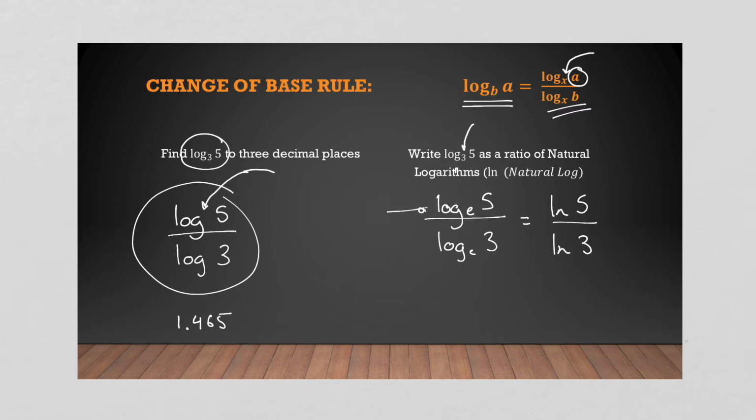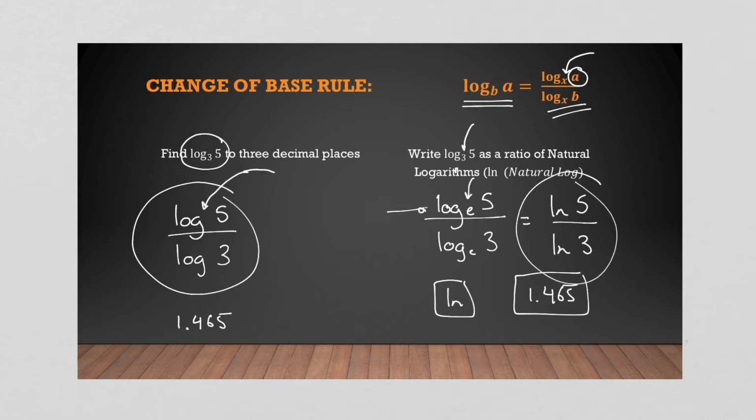And you can use this on your calculator as well because you do also have a natural log button. So you can go natural log of 5 divided by the natural log of 3, and you do get the same answer. You should get the same answer. The natural log is a different application, but the result should be the same. So changing the base to e allows you to use natural logarithm.